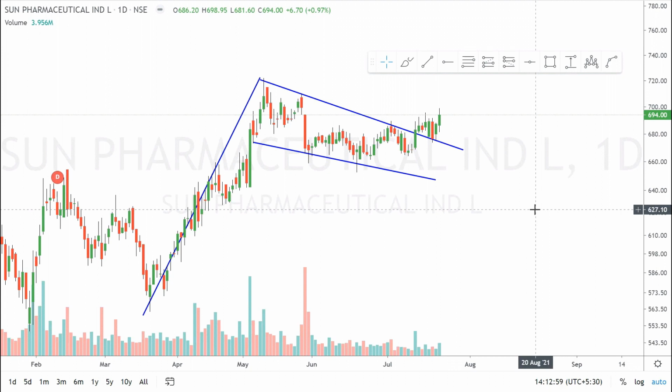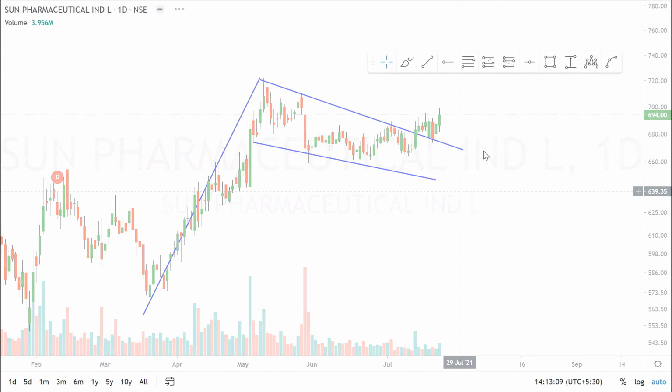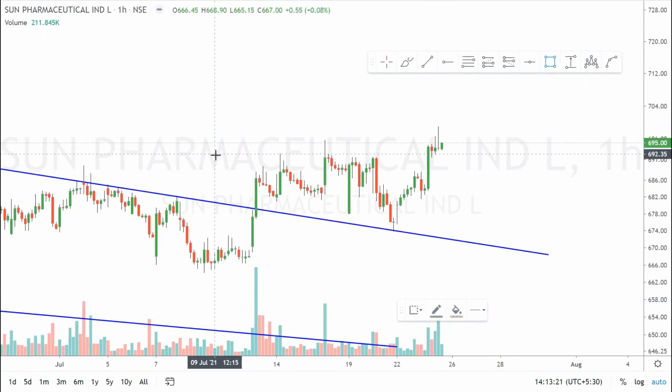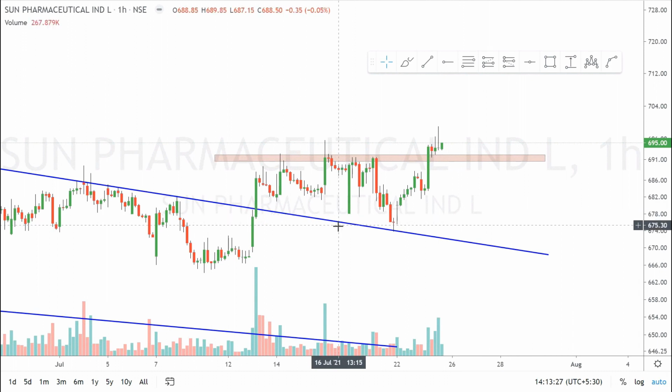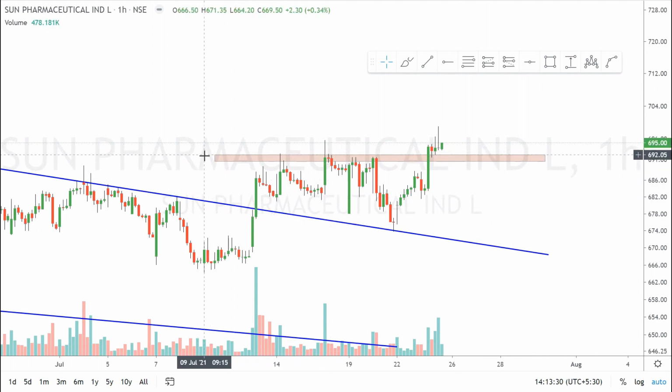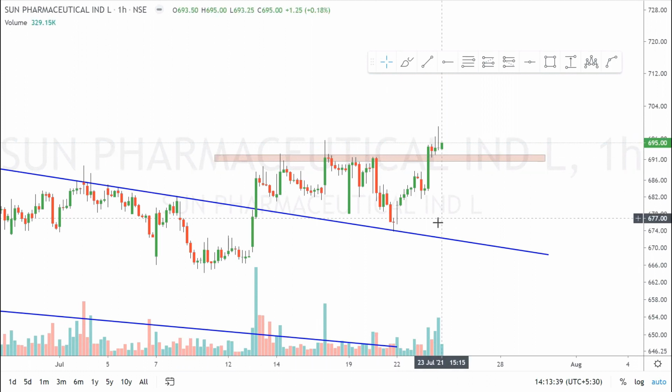You might be thinking, why didn't we enter in this stock just after the breakout? So let me tell you, on the 60 minutes time frame, what we can see here is that the stock had formed a resistance level. This zone was created by Sun Pharma and it had resisted this zone approximately 4 to 5 times, and now finally it has broken this zone and now this zone is acting as a support.